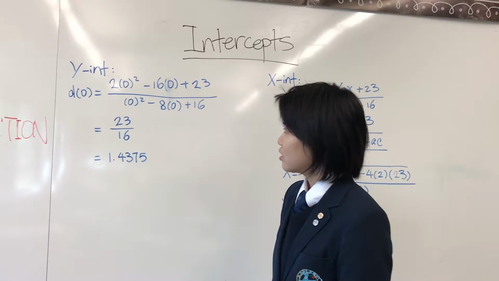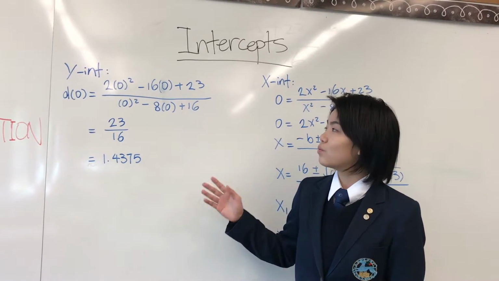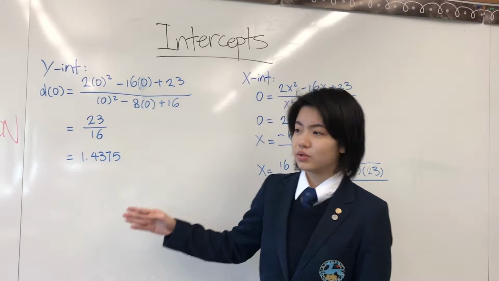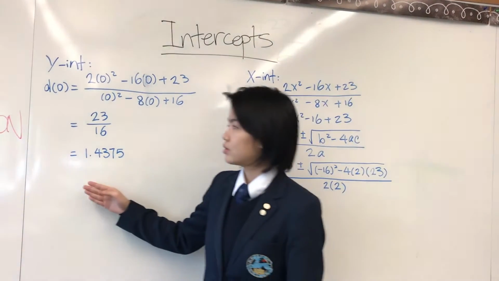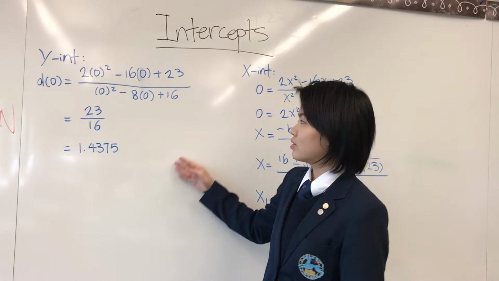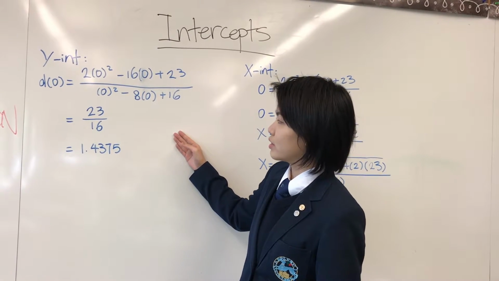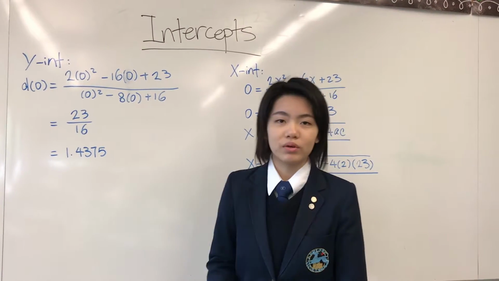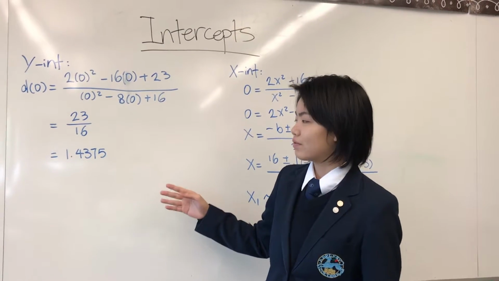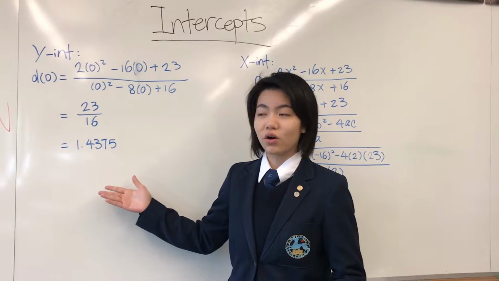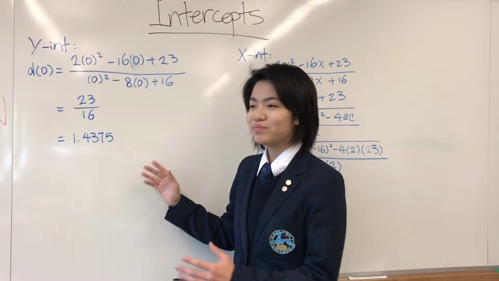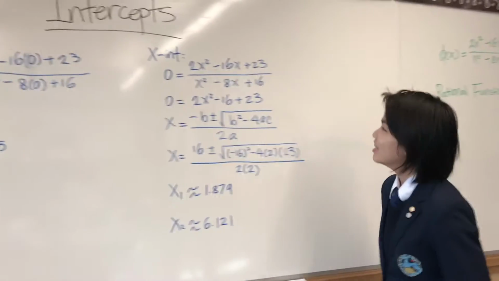Thank you. So let's look at the y-intercept for this function. We first substitute 0 into the x variable, and then we got 23 over 16, which is 1.4375. Look at this number, it's such an amazing and wonderful and beautiful number.